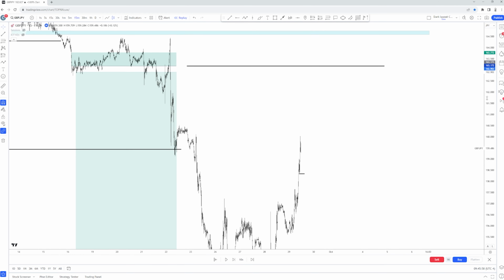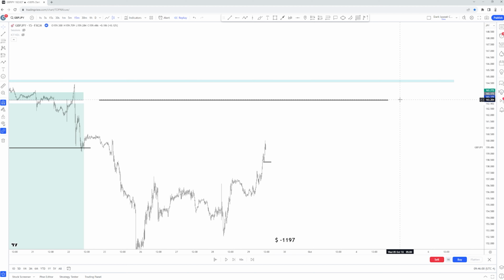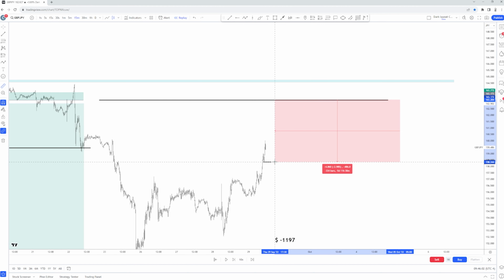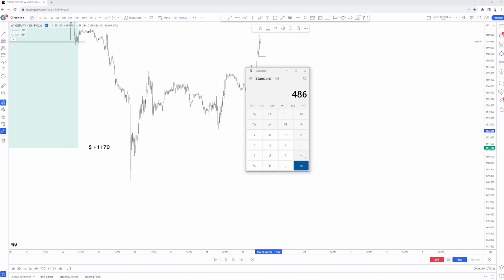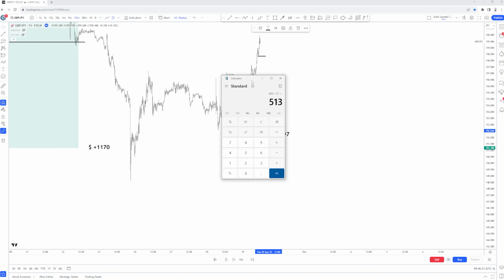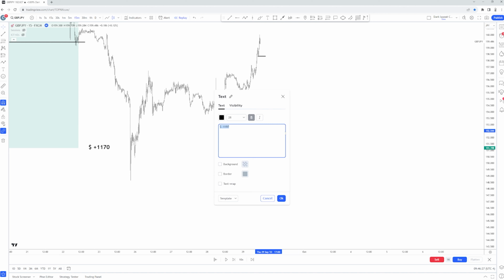If I just measure it from this exact point, let's take a straight line from this exact point. Let me delete all of those things. And if I measure from here until the other line, this does 486 pips. Plus the 27 that we had fluctuating. So 486 plus 27, because we opened those positions with the difference of 27 pips, this is minus 513.